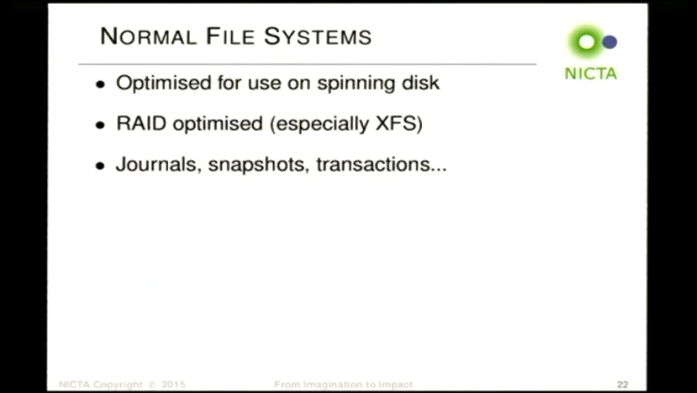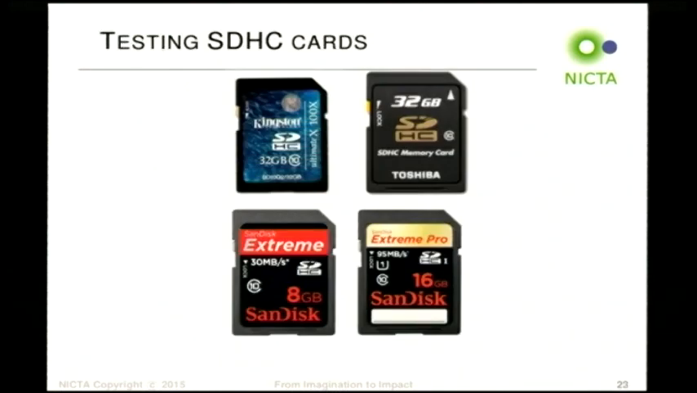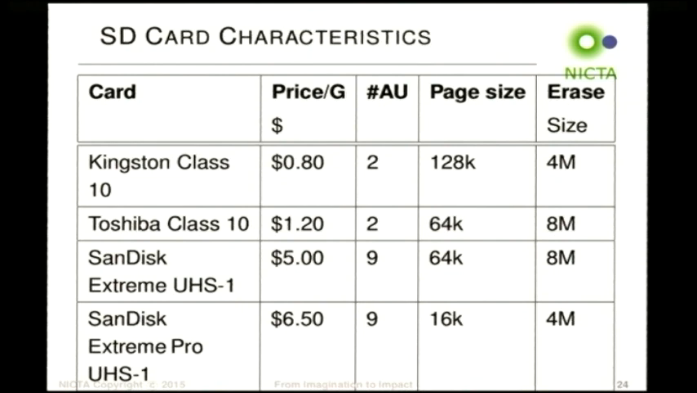Now, normal file systems are optimized for use on spinning rust, or they're optimized for arrays like XFS and Btrfs. They do journals, they do snapshots, they do transactions, but they're all really aiming to reduce the seek time on a single spindle. Flash doesn't work that way, so let's take 4 SD cards, and I got a guy called Mark Johnson to do this as a summer project last Christmas, in 2013. So we took 4 SD cards and tested them on all the file systems that I had available at that time.